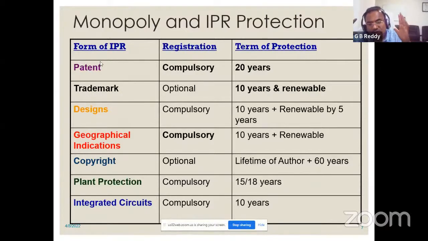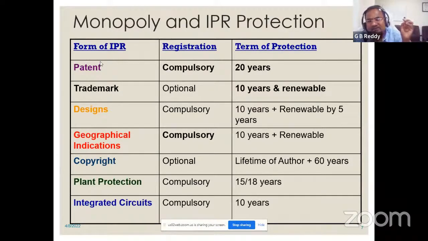Second one, they must be useful. Useful means we are talking about utility or industrial application. They must be capable of being used or produced by the industry. Then we have the third one, that is called non-obviousness, or we can call it inventive step. So whatever is invented must exhibit something over and above the existing knowledge, technological advancement, etc. If these 3 conditions are satisfied, any new product or process can be patented. And the term of protection is 20 years.